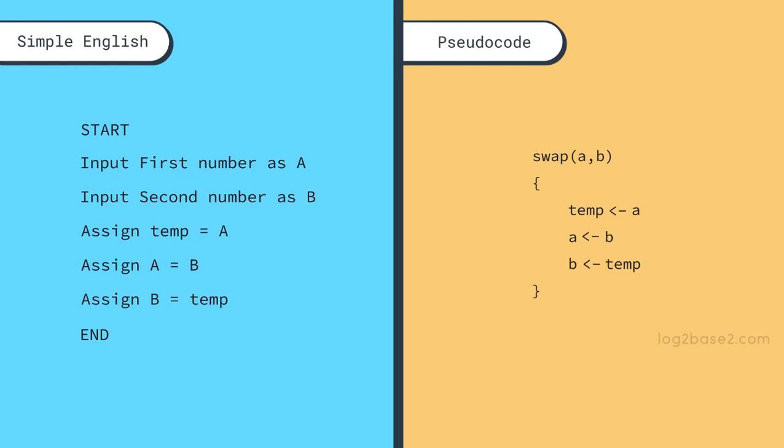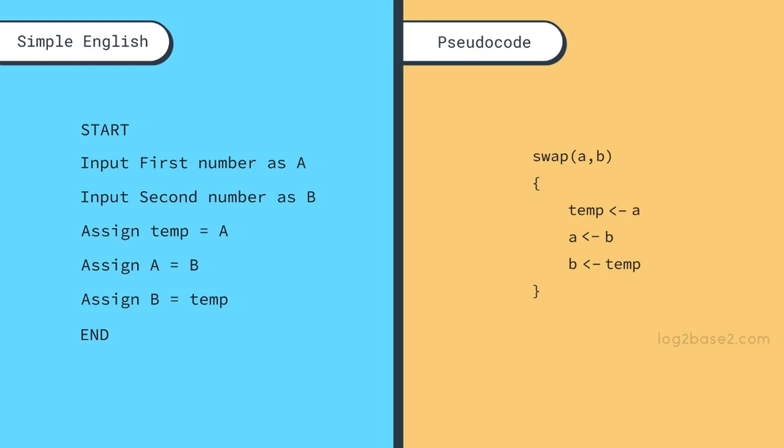So seeing this pseudocode, we can understand that first we have to assign A to temp, then B to A, and finally temp to B. So by this method also, we can understand what we have to do to achieve our goal, which is to swap two numbers. And that is what an algorithm is.